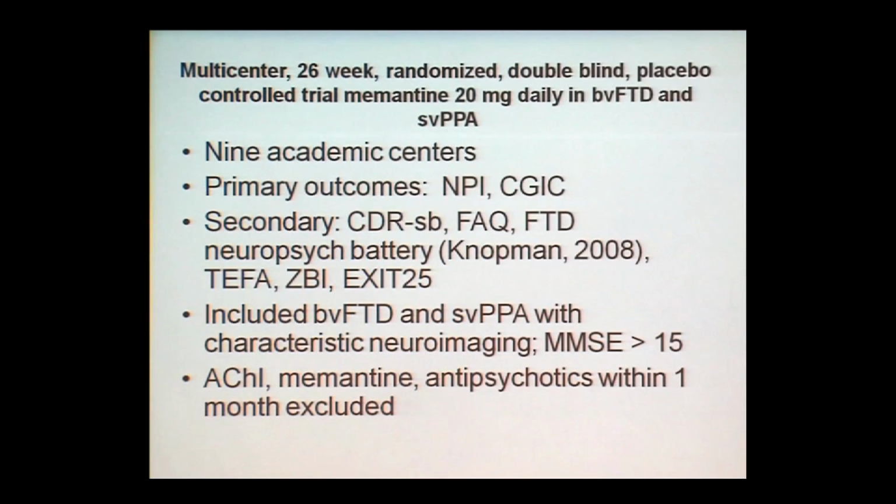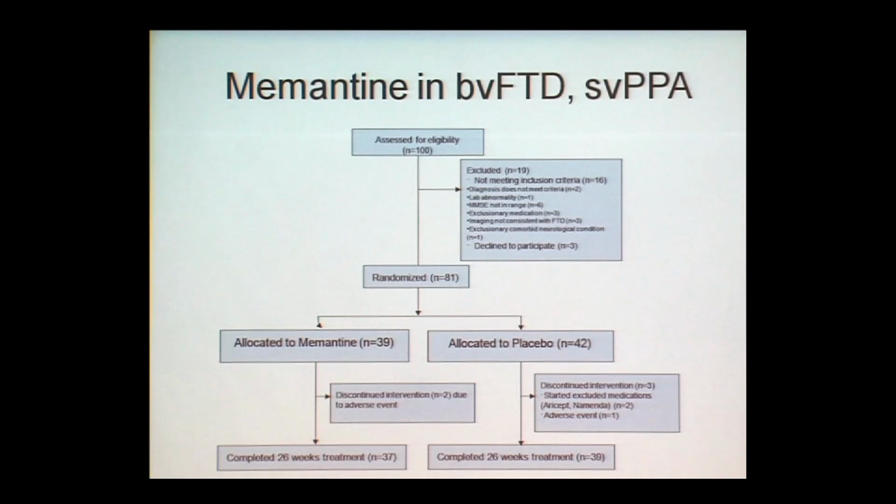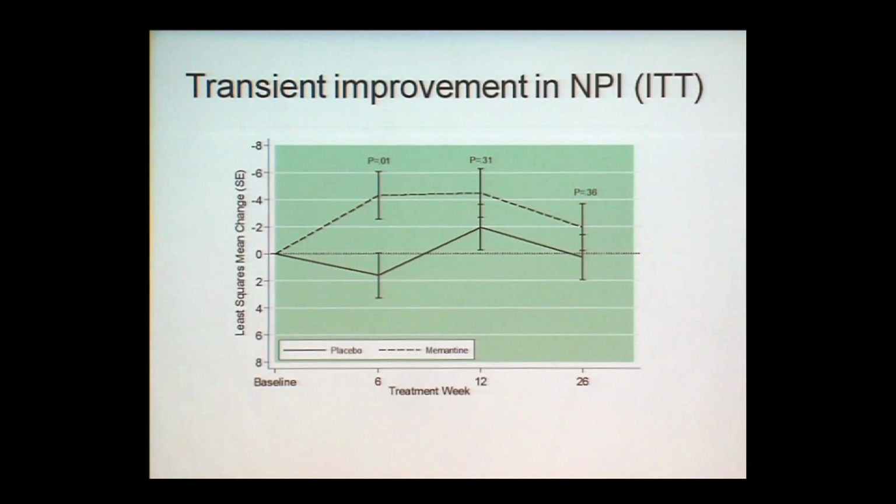So I think I'm going to skip this, but we used a number of standard measurements that we use in clinical trials for Alzheimer's disease, and we applied them to FTD. And we looked to see whether memantine could actually improve behavior in the disease, because that's what many people had reported before. And we screened about 100 FTD patients at 9 centers around the country, and about 40 were allocated to memantine, about 40 to placebo, and each of them were treated for about 6 months with either the medication or placebo, and we looked to see whether memantine actually helped the FTD patients.